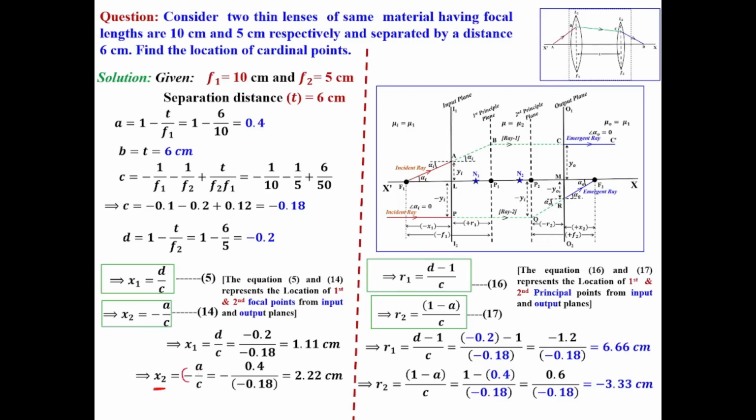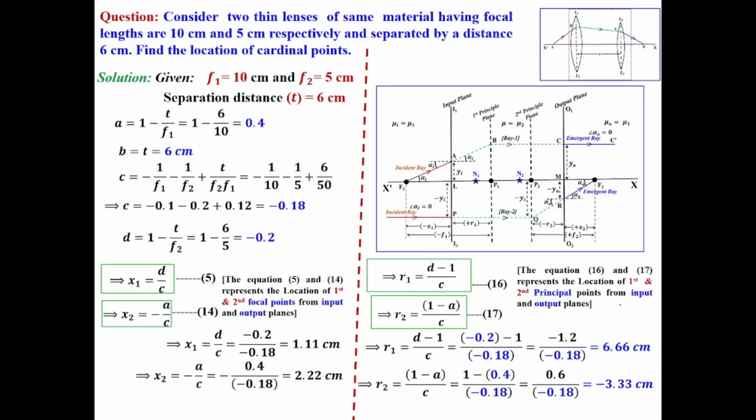Then x2 value is minus of A by C. So here minus is there, minus A value is 0.4 plus 0.4, C value is minus 0.18. You just substitute these values, you can find the value 2.22 centimeter. That means from output plane we have to move towards right, how much? 2.22 centimeter. We can get the second focal point, location of second focal point.